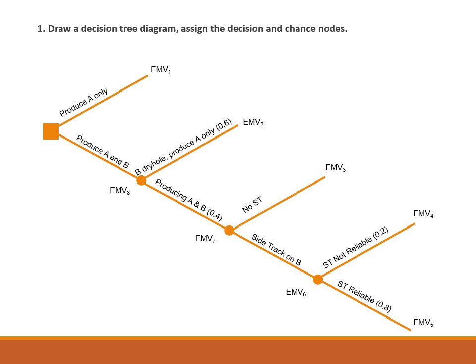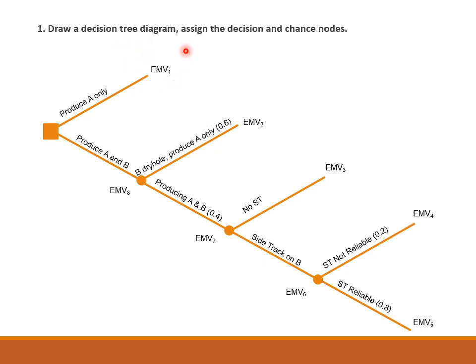Okay, so firstly draw the decision tree diagram, and then on the diagram you have to assign the chance nodes and the decision nodes. So first of all, you start with the square node, which is the decision node here. And then here you are to decide whether you are going to produce just reservoir A or produce both A and B.